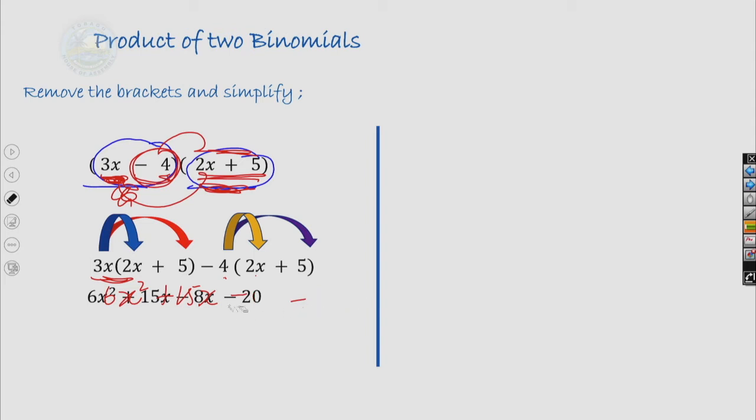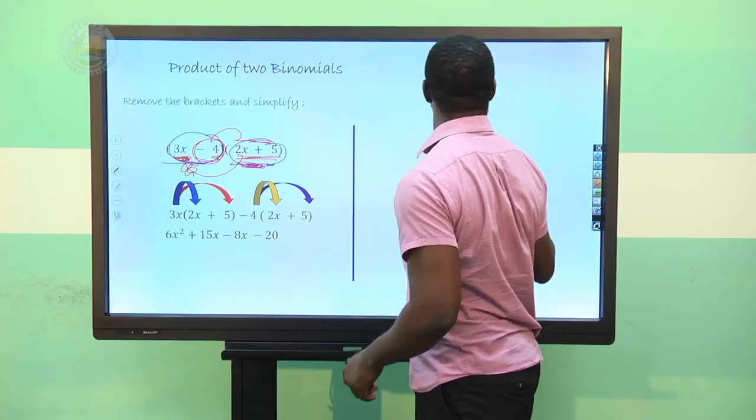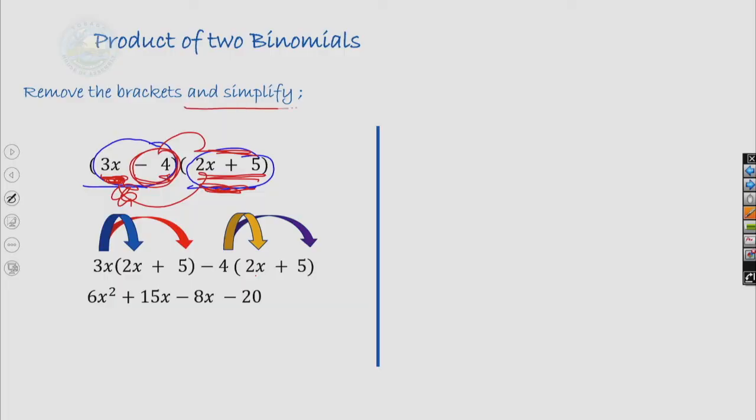Let's see if that's the answer. 6x squared, let's check. And it seems that that is the answer. It is 6x squared plus 15x minus 8x minus 20. But hold on. Remember, the question asks that we remove the brackets. We have done that, but have we simplified?